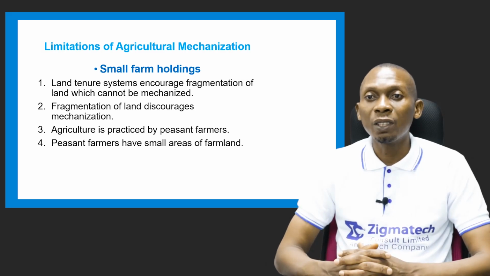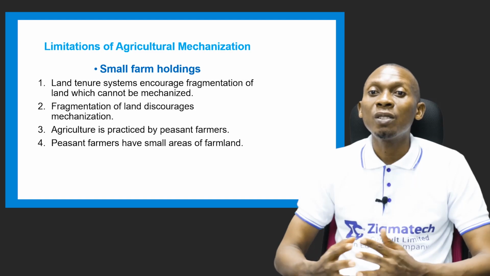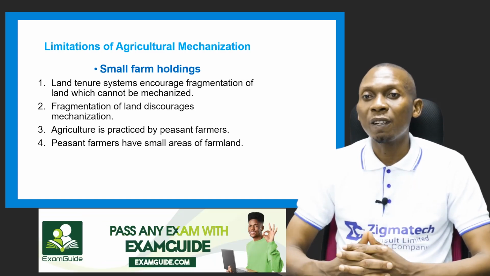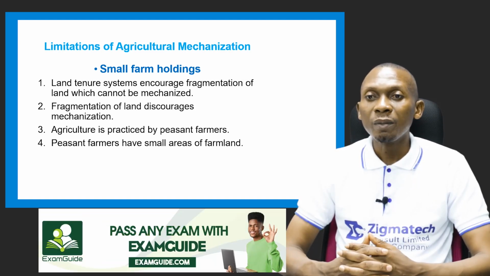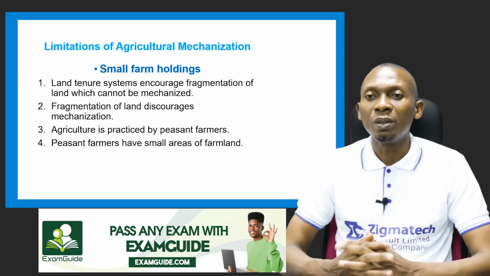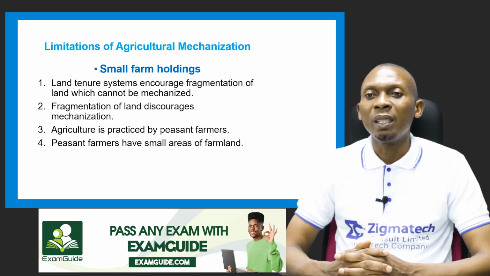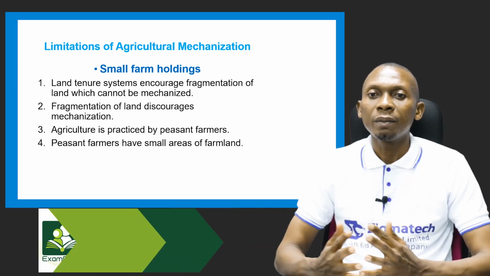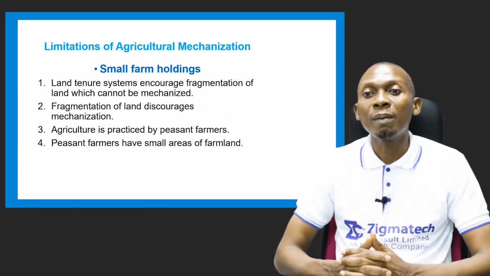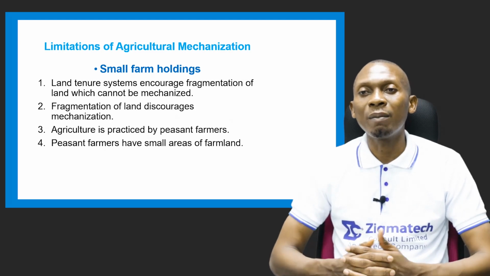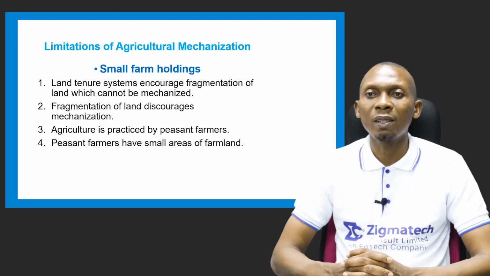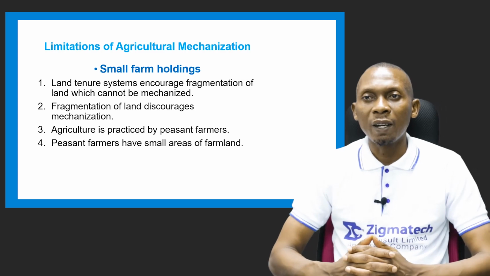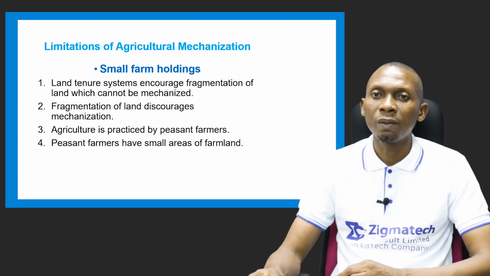Of course, fragmentation discourages mechanization, and agriculture is usually practiced by peasant farmers, which are just the poor, small-scaled farmers that are involved in agriculture. Then the peasant farmers also have small areas of farmland too. So this is another limitation of agricultural mechanization.